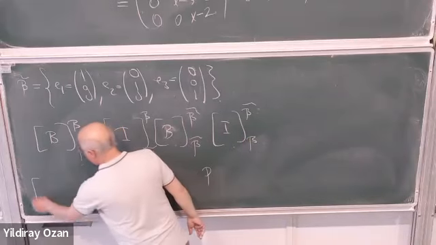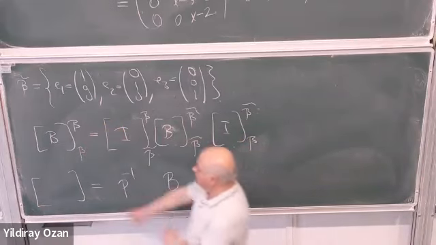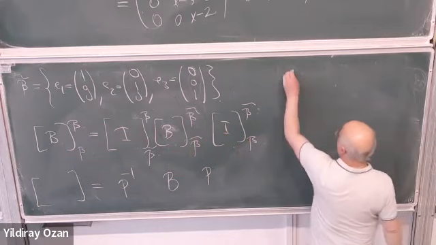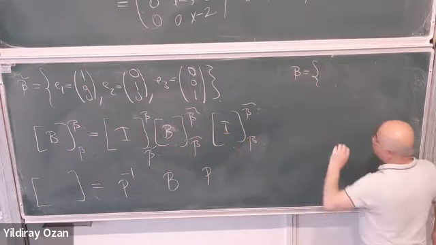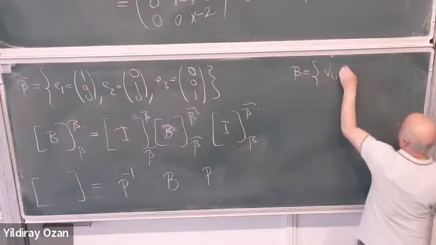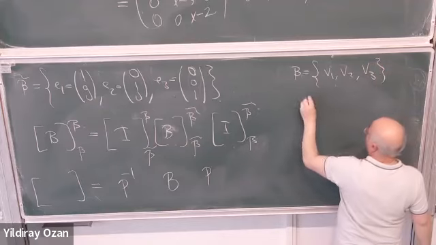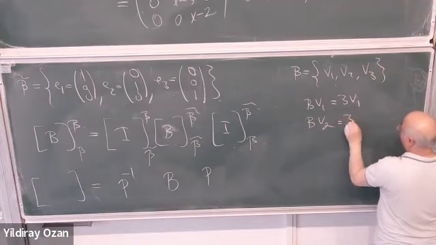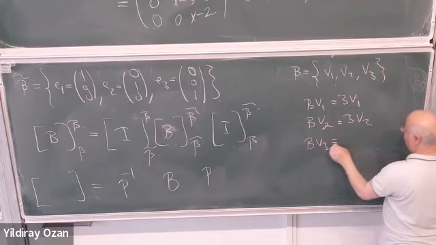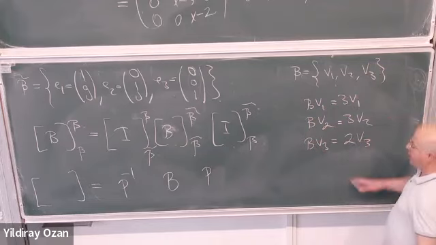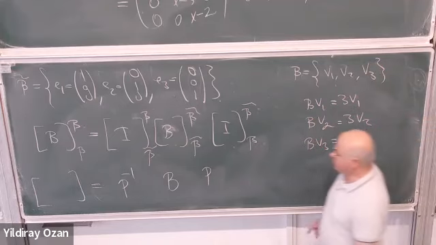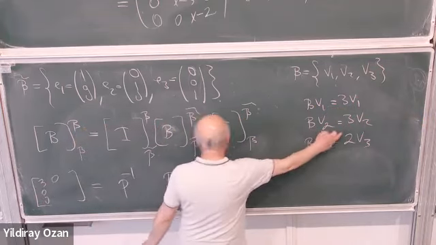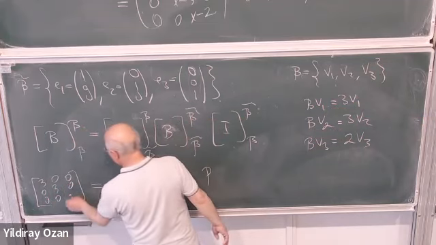What about this one? Here we have the eigenvectors V1, V2, V3. B V1 is just 3 V1, B V2 is just 3 V2, and B V3 is just 2 V3. Therefore, this is just the diagonal matrix with 3, 0, 0, then 0, 3, 0, and 0, 0, 2.